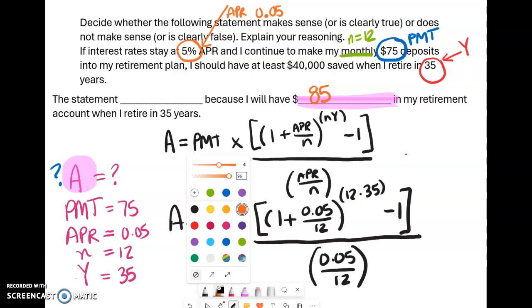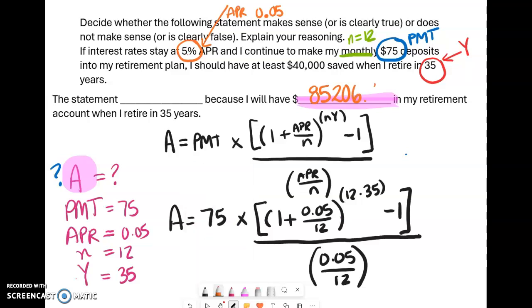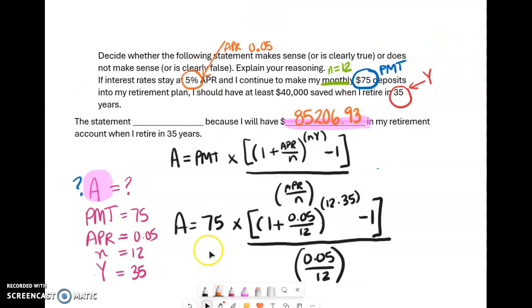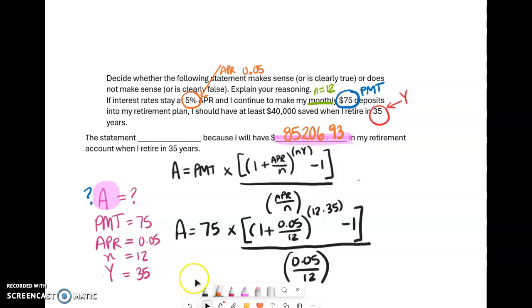Well, you're going to save 85,000. This is what will be the future amount. Some of that money was interest. Some of it was what you put in. So let's take a look at what you put in and what's the interest.